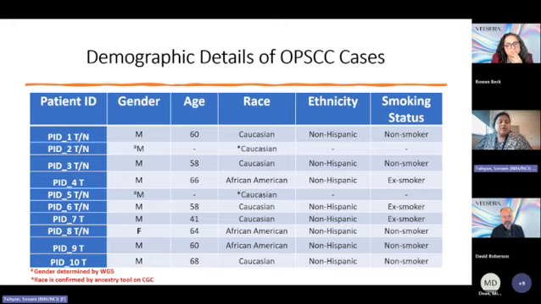All samples recruited in the study were non-Hispanic, and none of them was a present smoker.